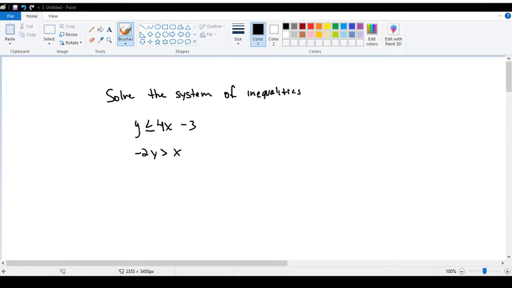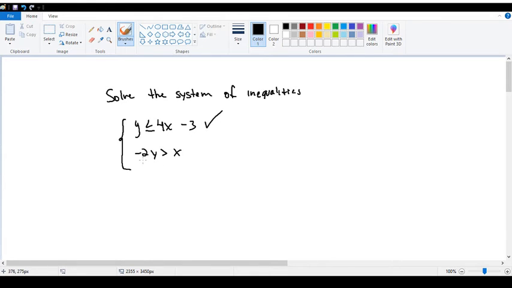Alright students, today we are going to look at how to solve systems of linear inequalities. Just like systems of linear equations, these are two or more inequalities in one problem. So, first thing you want to do is make sure that the first equation or both equations have the y by itself. So this one is good to go.